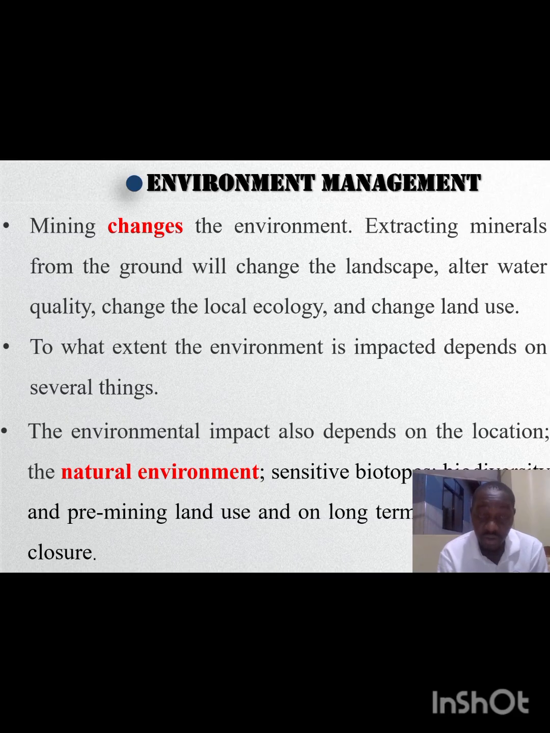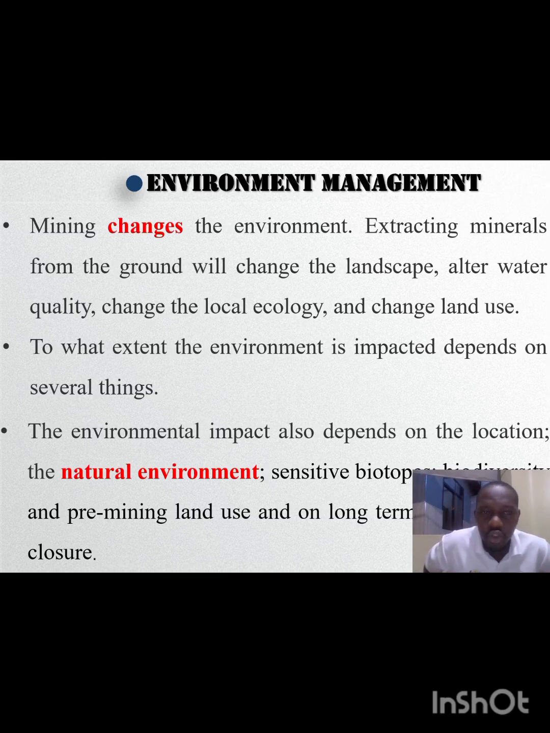will vary depending on some factors like the location where the projects are being carried out, the natural environment, the sensitive biotopes, and the biodiversity or the ecology in that particular area, the pre-mining land use, and of course the goals of mine closure, the long-term goals of a mine closure by a company. These are some of the things on which the extent of impacts depends.